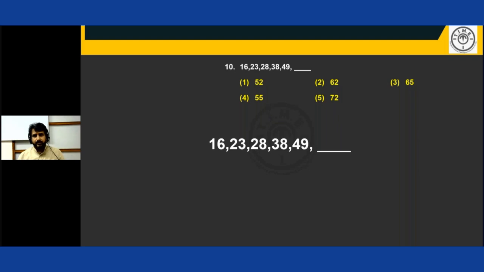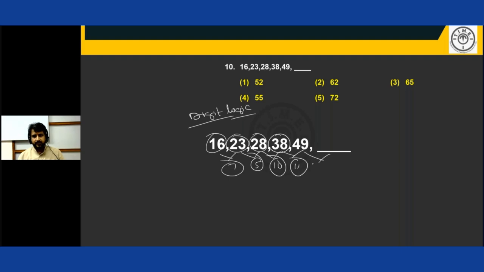And this question number 10, we already discussed as a part of the basics of digit logic. I hope you remember that. Same numbers, same example I took. 7, 5, 10, 11. 7 is the sum of 1 and 6. 5 is the sum of 2 and 3. 10 is the sum of 2 and 8. 11 is the sum of 3 and 8. So next is the sum of 4 and 9. That is 13. So 49 plus 13 is 62. I'm not discussing it in detail, we already discussed that.